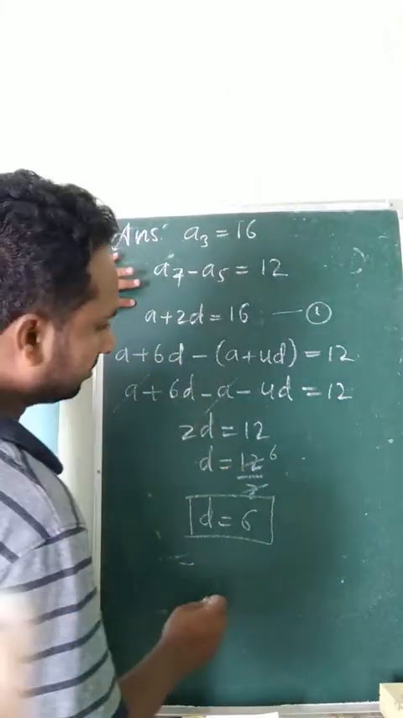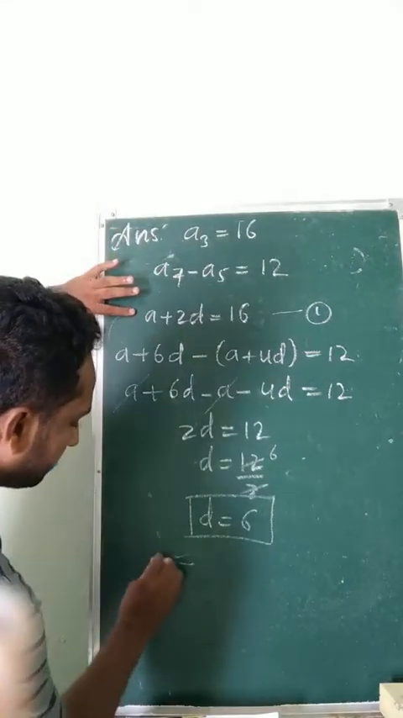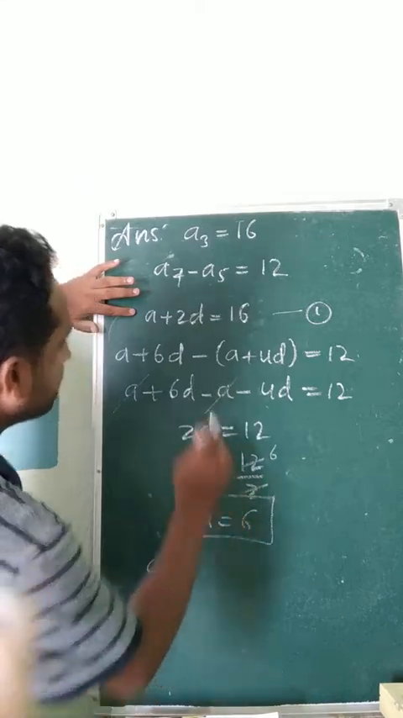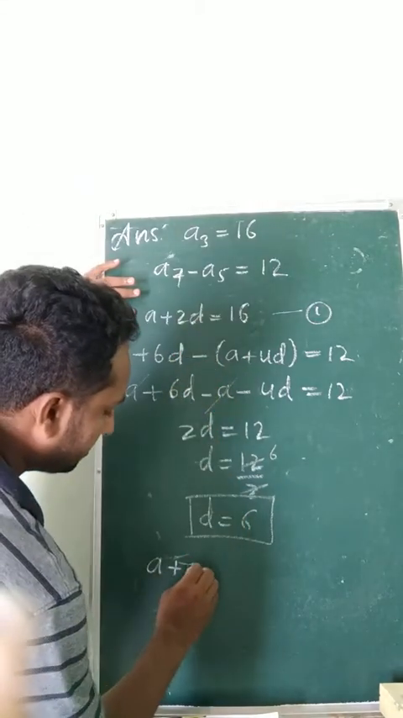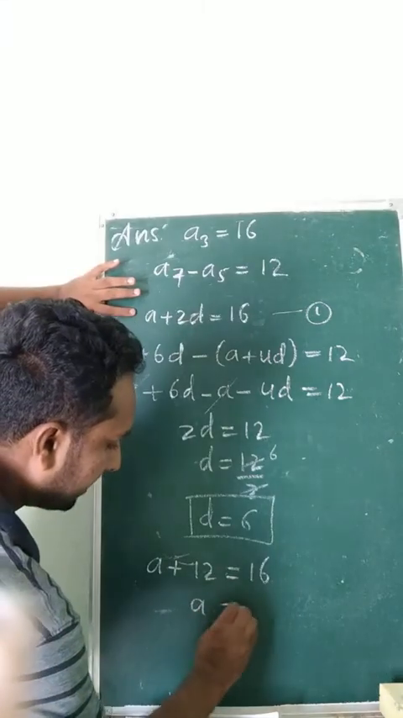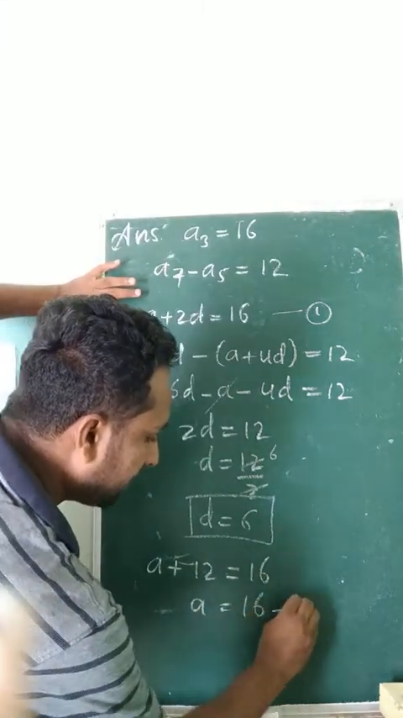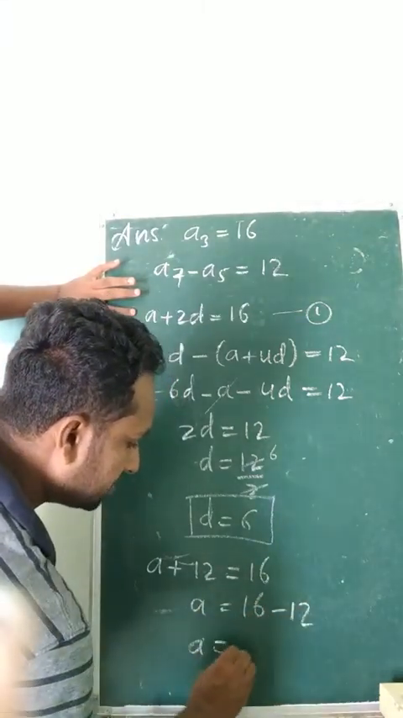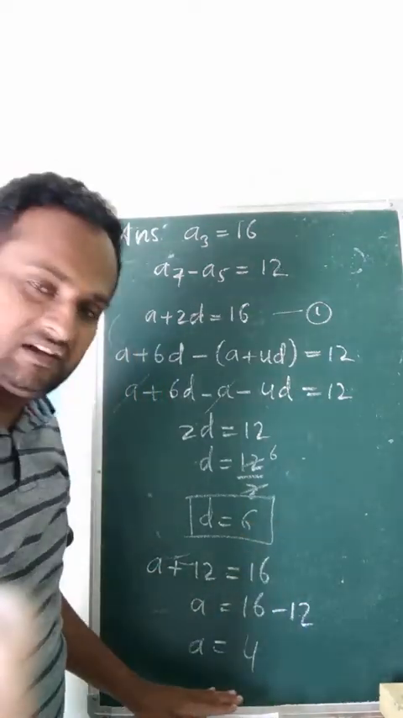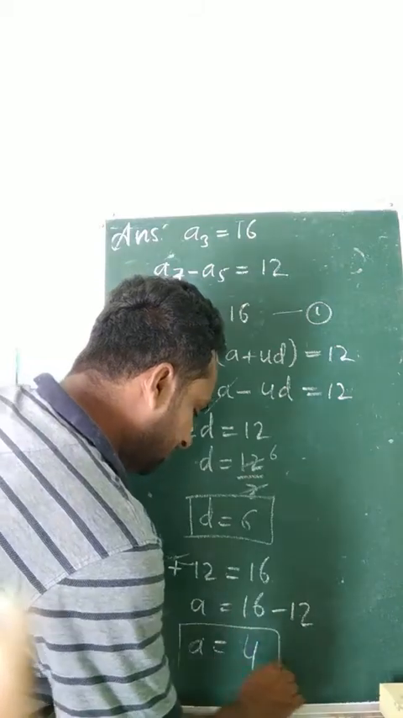Now A, we don't know that, A plus 2 into D. How much is D? 6. 2 sixes are 12, is equal to 16. Therefore A is equal to 16 minus 12. A is equal to how much here? 4. Now first term is 4 here. Then AP you can write that easily.